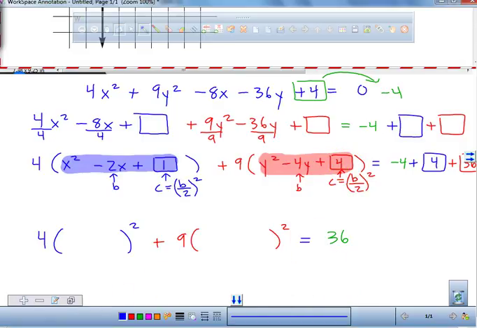I'm going to pause real quick. You might want to pause it. Try to do it on your own, and then see if you got it right. All right, here we go. Right now, we have to figure out what goes here and what goes here.